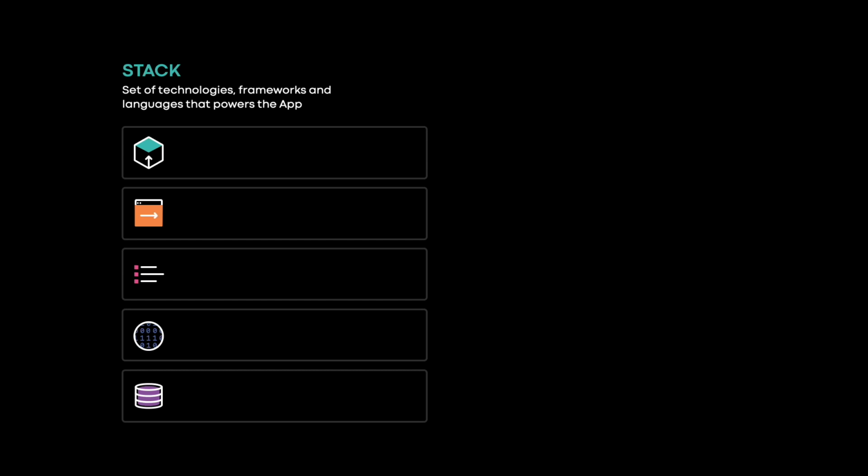With the scope set to the web tier, the backend, the next term is stack. Again, the definition of stack is aligned with industry standard. It is the set of technologies, frameworks, and languages that powers the app.